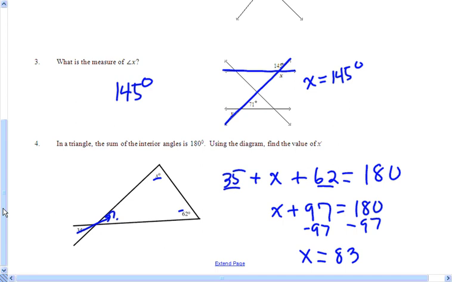All right, that's the end of this. You can go ahead and do the other 8 problems, and then you're ready for the retake.